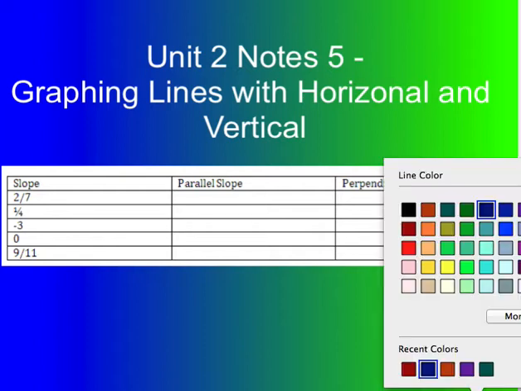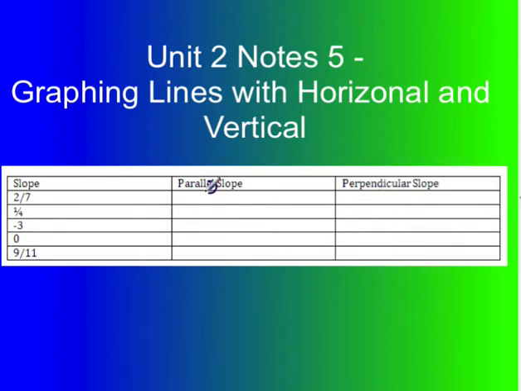For the slope of 2 over 7, the parallel slope is going to be the same, so that's going to be 2 over 7. The perpendicular slope, we're going to flip the fraction over, so it's going to be 7 over 2, and since it's a positive slope, we want to make it negative so that the fraction is perpendicular.